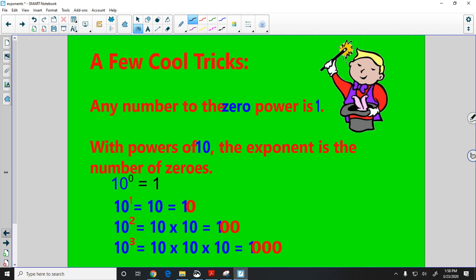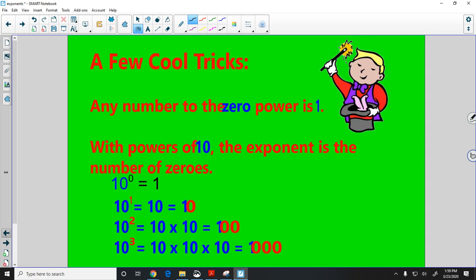Here are some cool little tricks about exponents. Any number to the 0 power is 1. So if I have 12 to the 0 power, it's 1. If I have 136 to the 0 power, it's 1. If I have this long number here to the 0 power, it's equal to 1. Any number raised to the 0 power is 1.